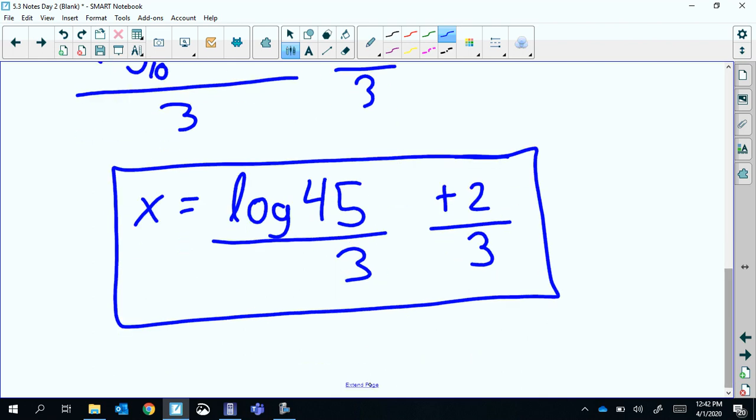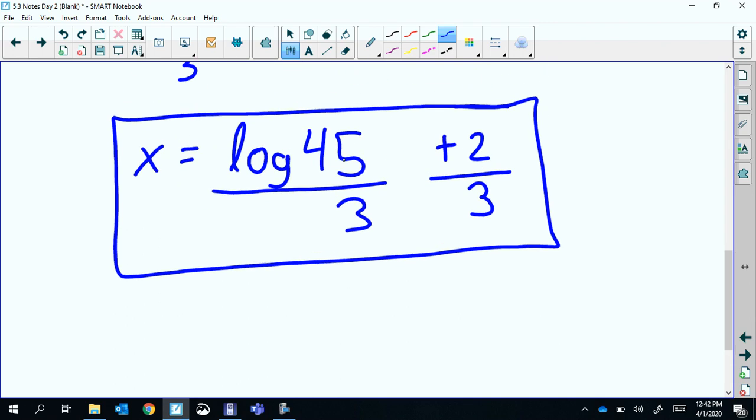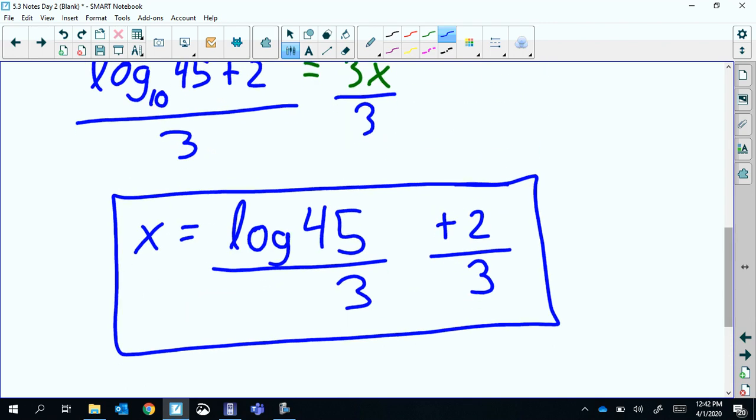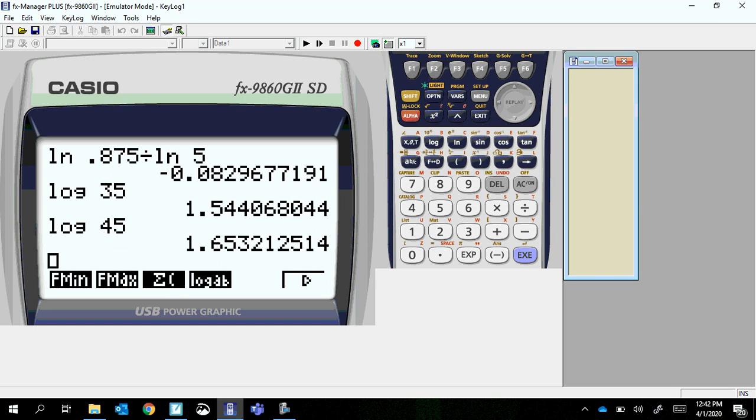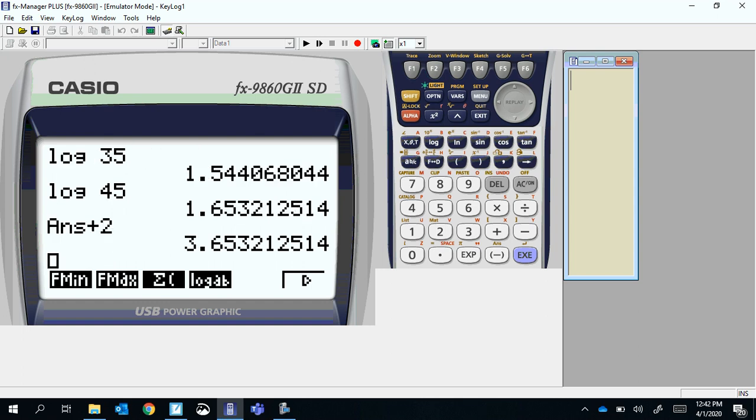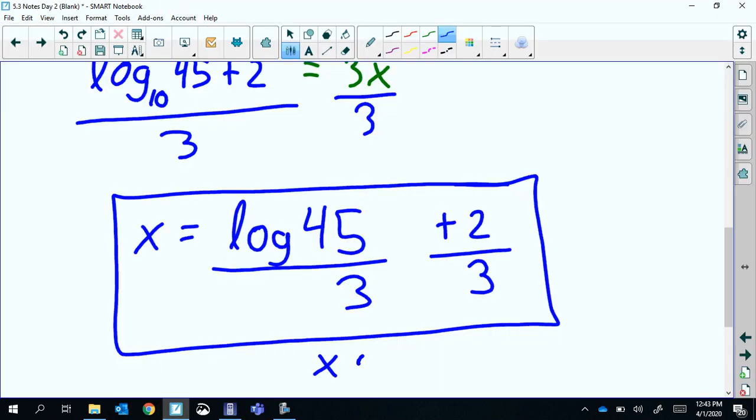And if you wanted the decimal approximation, we could go ahead and do that. We'd do log 45. And then we have to add 2, because that was in the numerator with it. And then divide by 3 as our final step. That's just the algebra that we went through. So it's going to be 1.218. So you have the decimal or the exact answer with the log expression in there.